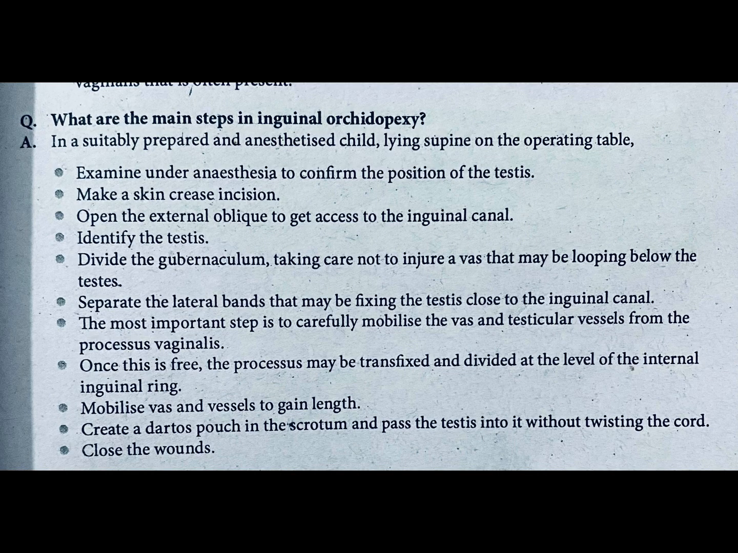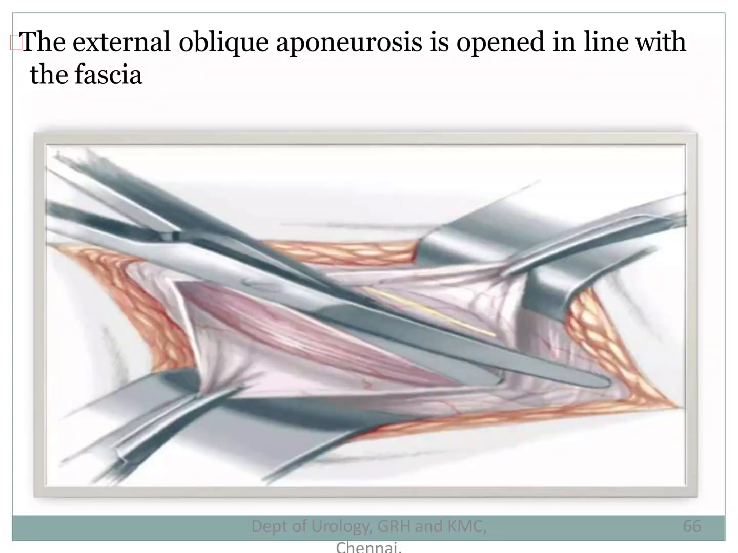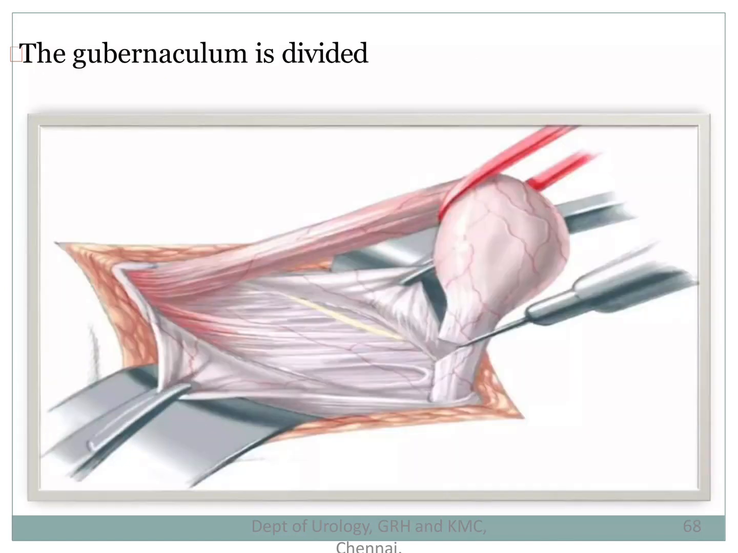As we have already mentioned, examine the patient under anesthesia to confirm the position of the testis. If you find the testis in the inguinal region, then go for a crease incision about 2 centimeters lateral to the pubic tubercle, or just near the pubic tubercle. Then open the external oblique to get access to the inguinal canal. Identify the testis. Divide the gubernaculum, taking care not to injure the vas that may be looping below the testis. Separate any lateral bands that may be fixing the testis close to the inguinal canal.